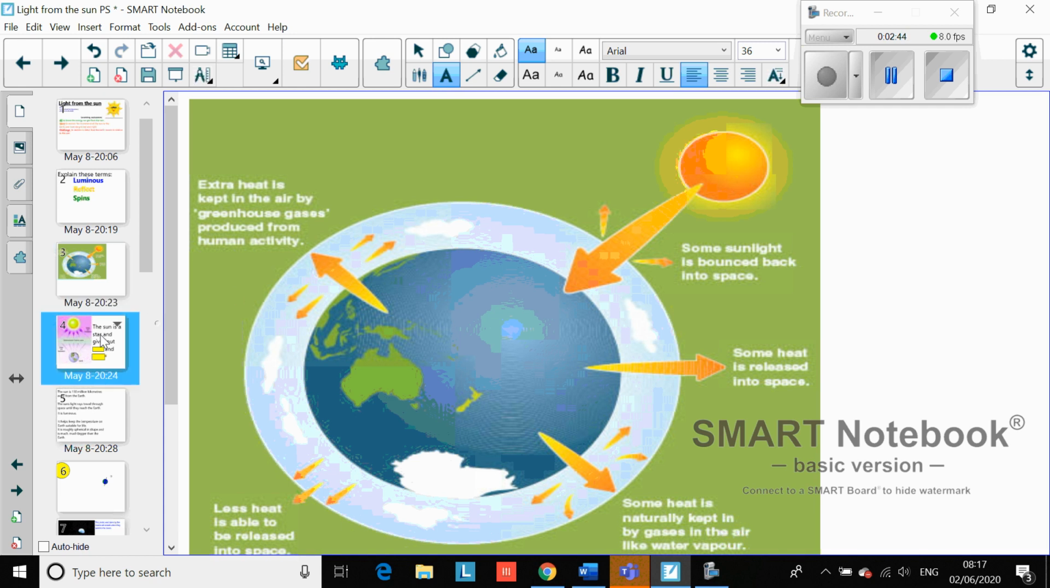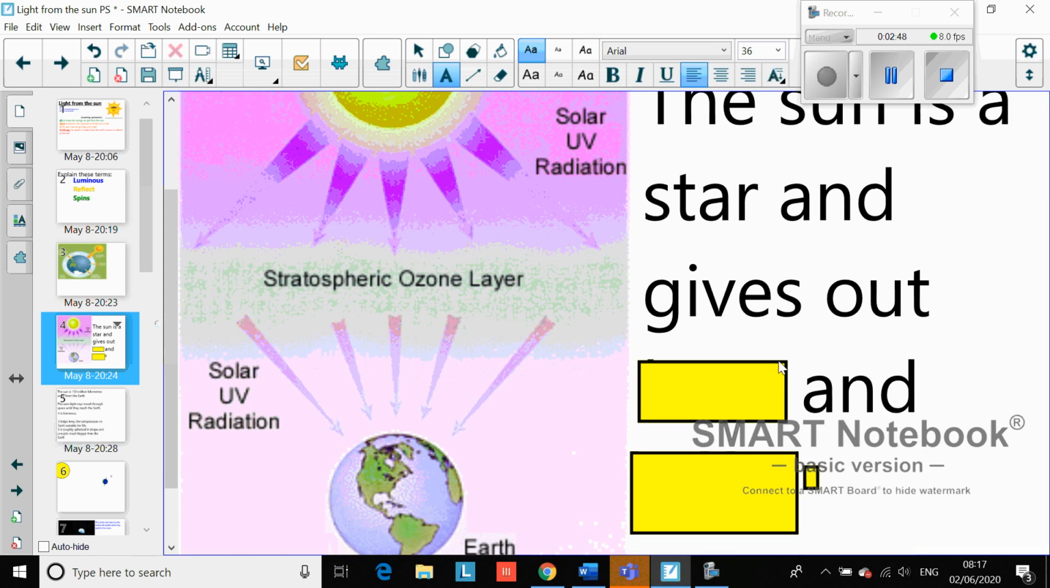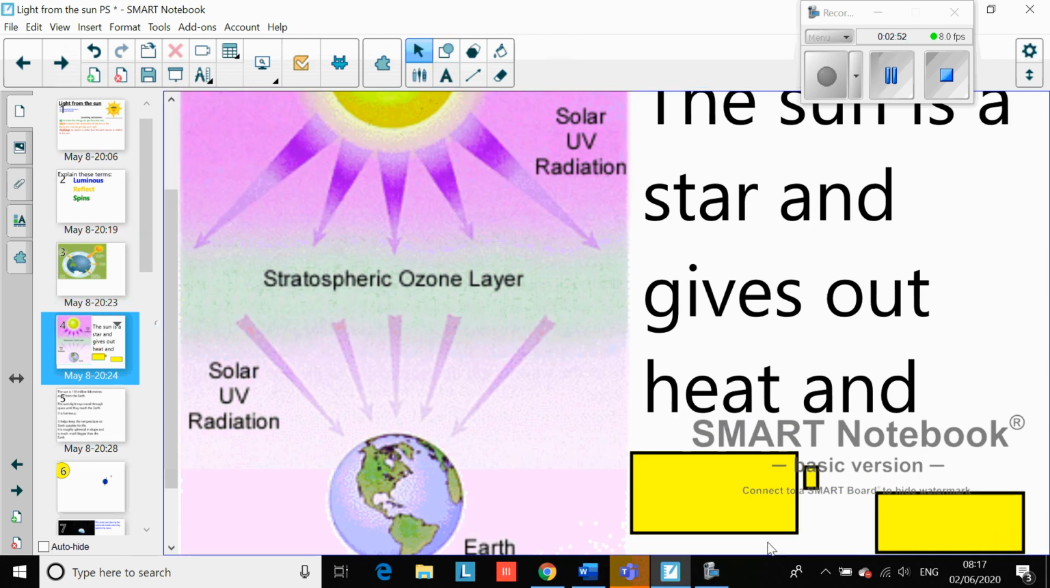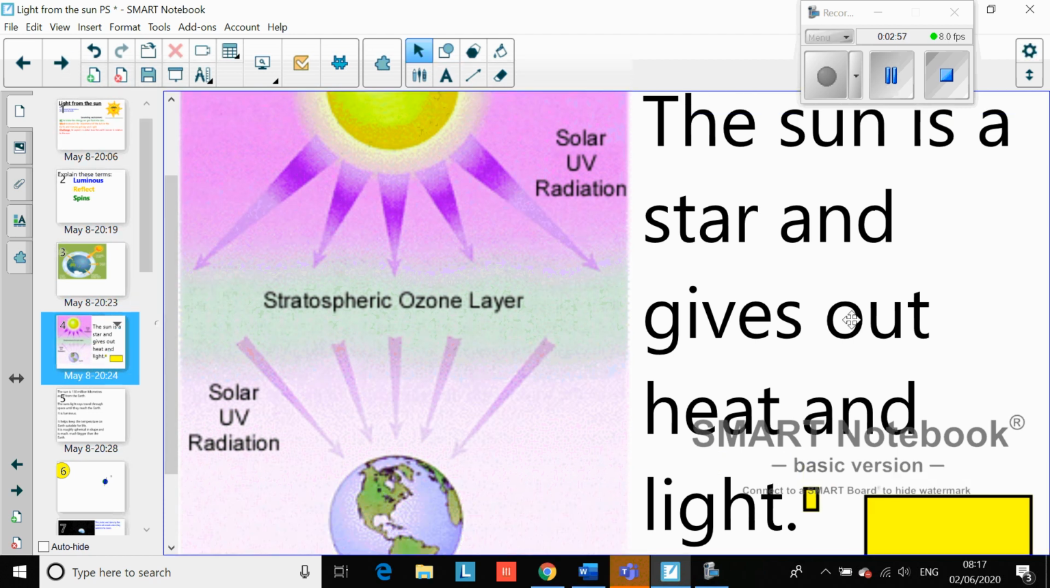So, in its simplest terms, the sun is a star and gives out two things: heat and light. Now that sentence is something you need, so you can just pause the video one more time and write that. The sun is a star and gives out heat and light.